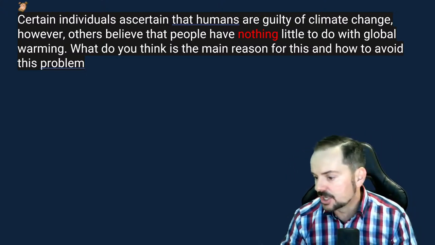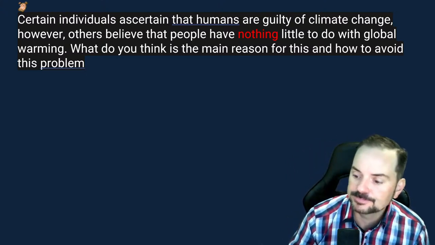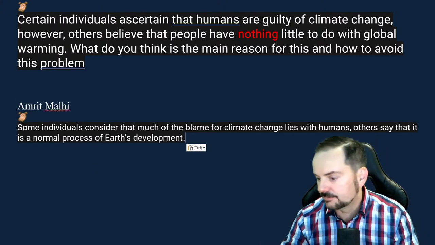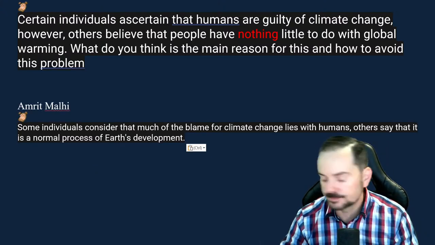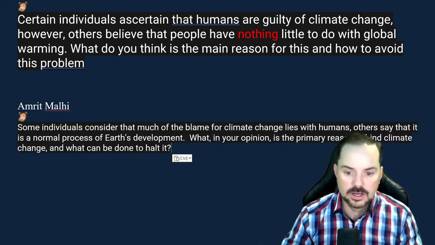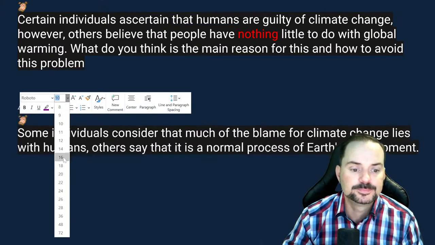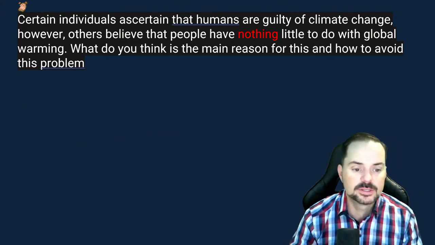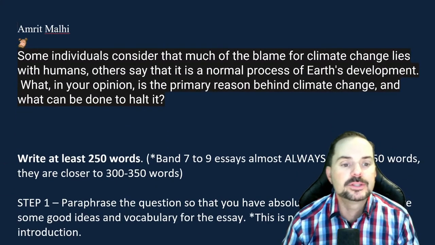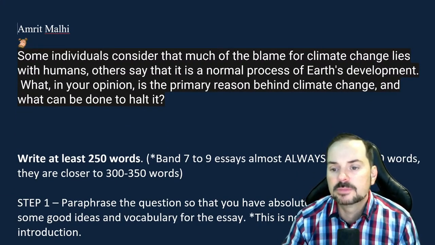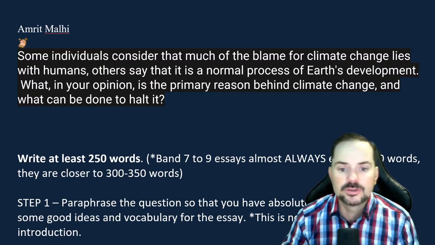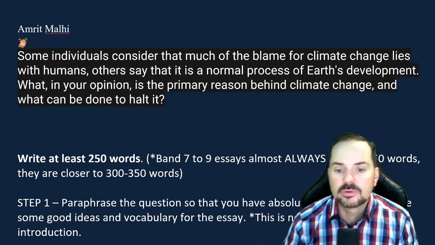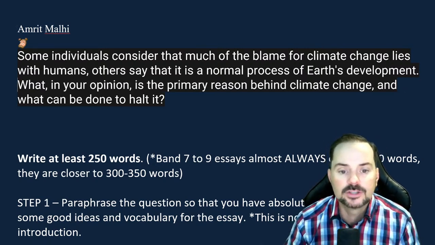All right, let's check out what Amrit has here. We'll take a couple more, and then we'll get going on the essay itself. Here we go. So Amrit writes, let me just move this down a little bit so we can get a good look. Amrit writes, some individuals consider that much of the blame for climate change lies with humans. Others say that it is a normal process of Earth's development. What, in your opinion, is the primary reason behind climate change, and what can be done to halt it?